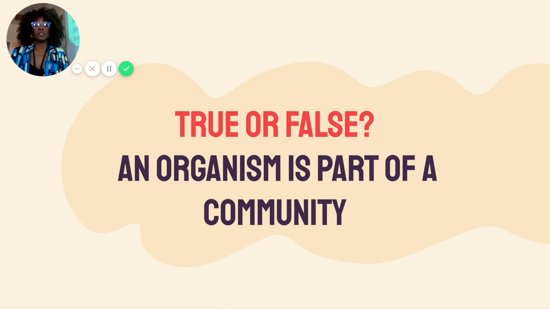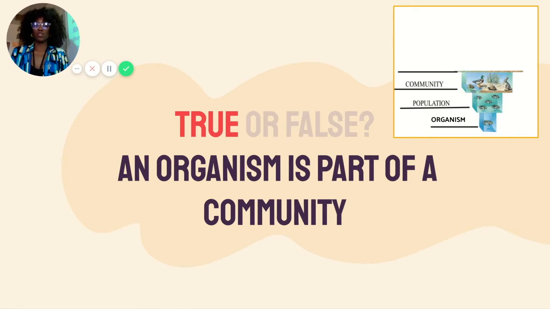Okay, so true or false? An organism is part of a community. This is true. So look right here. Organism is down here. It's less complex. Community is up here. That's big. In a community, you have different organisms living. So an organism is going to be part of a community.